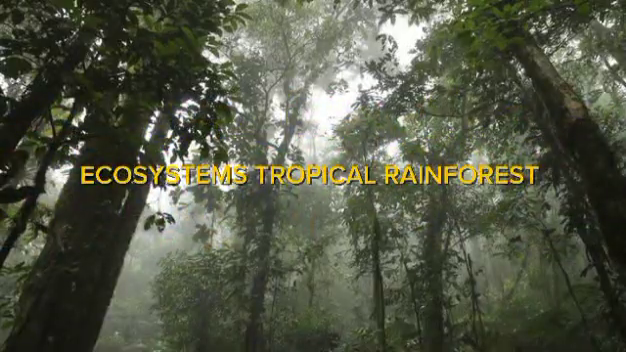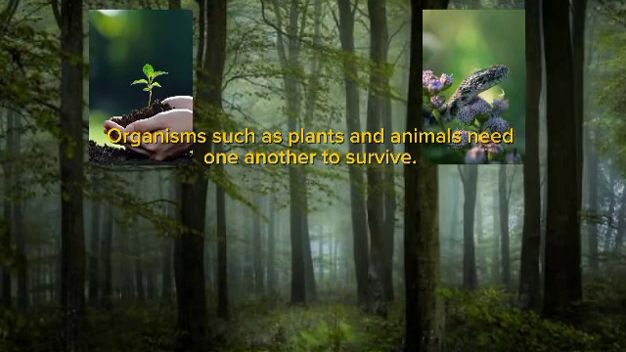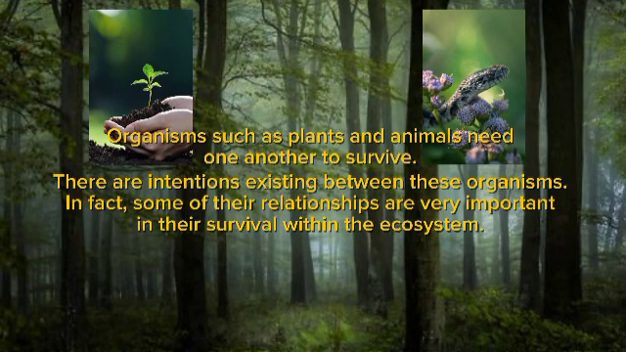Ecosystems: tropical rainforest. Organisms such as plants and animals need one another to survive. There are interactions existing between these organisms. In fact, some of their relationships are very important in their survival within the ecosystem.